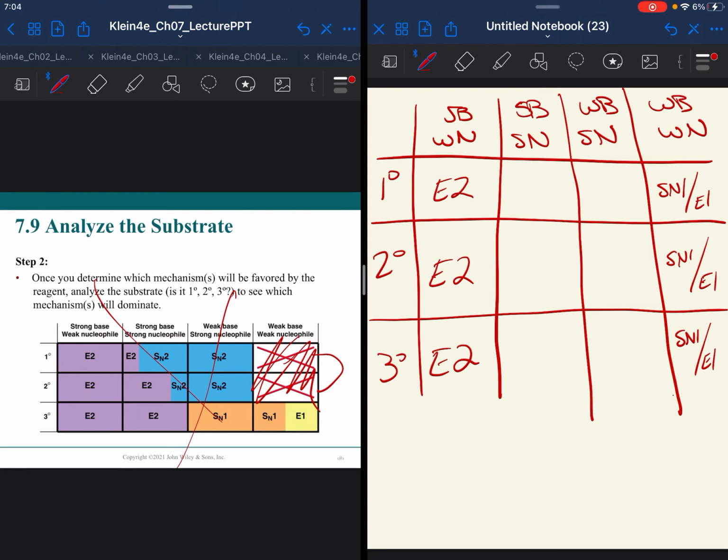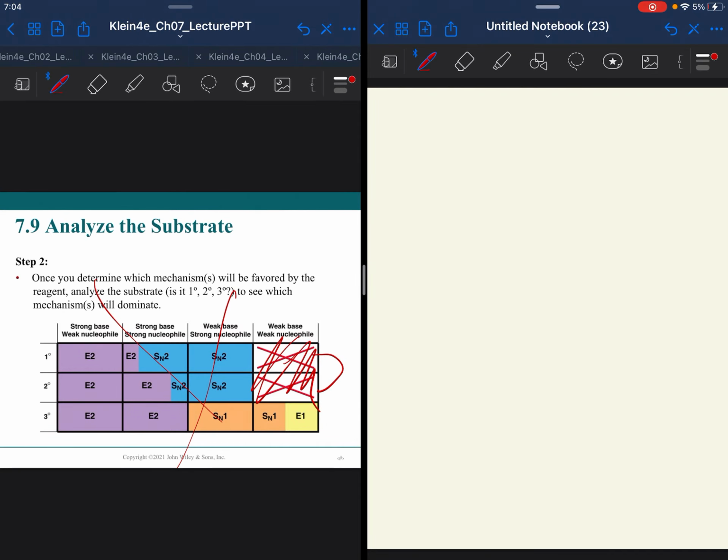Now, here I want you to make a little note. It is usually a mixture of both. So I say usually because there's going to be some exceptions. So I want us to take a minute and talk about that. So let's look at an example.